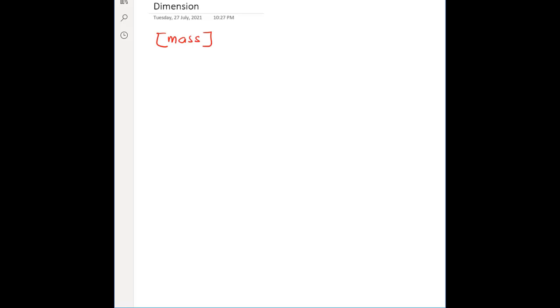So we put square bracket over there. It shows that we want to do the dimensional analysis. And the symbol for the basic unit is m, so it means you also can use square bracket of m. And the symbol for dimension for mass is capital M, and the unit for mass is kg.